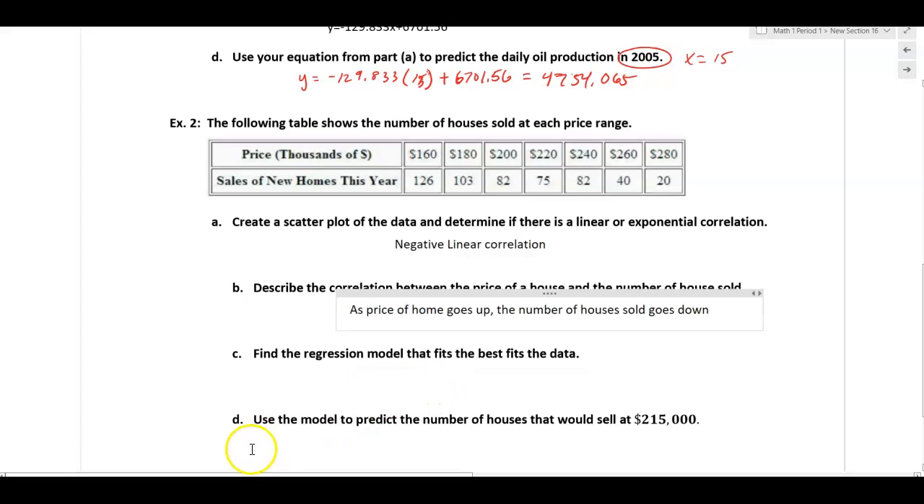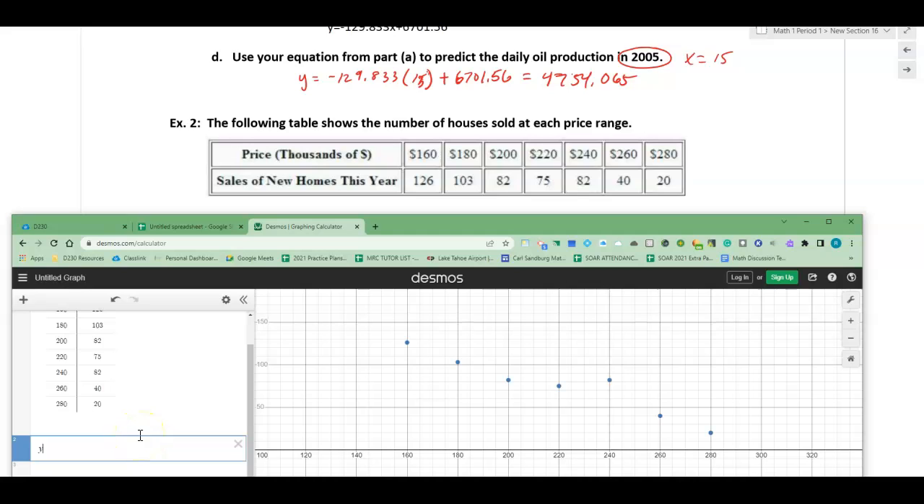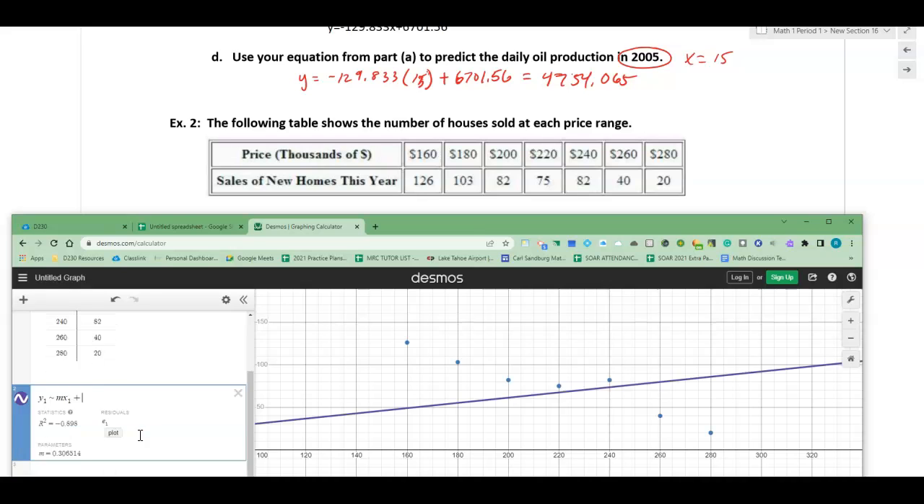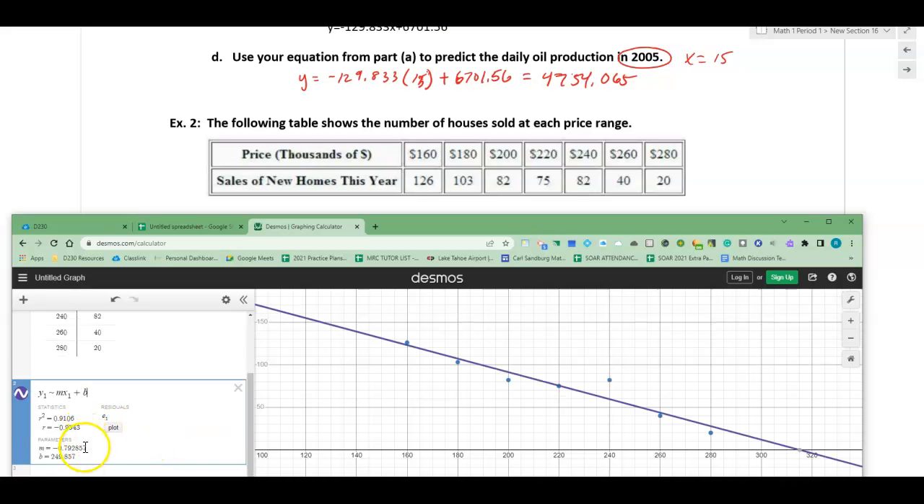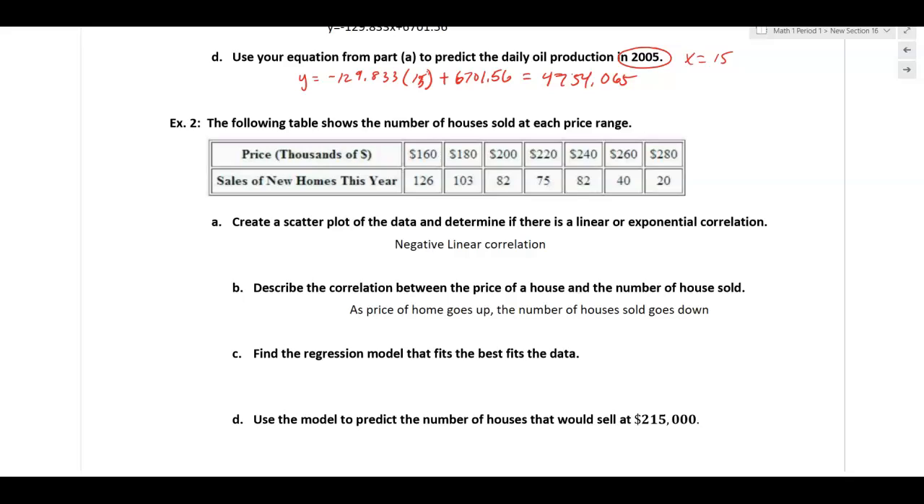Now, we want to find the regression model that best fits this data. So I'm going to come over here. It's linear, so y1 tilde mx1 plus b. And if I look, the regression model would be negative 0.79x plus 249. So as I write this down, my regression model was y equals negative 0.792857x plus 249.857.